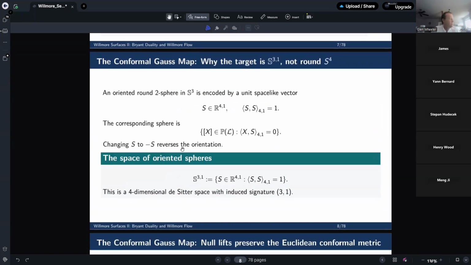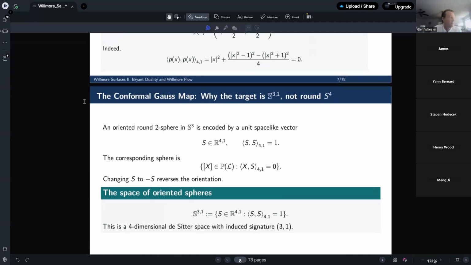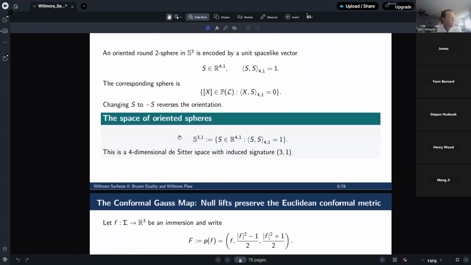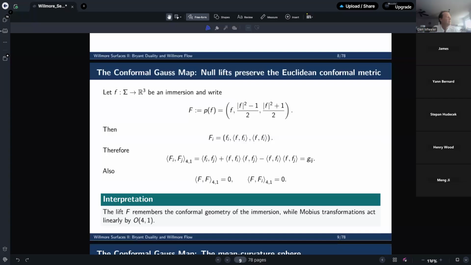Okay, so we can skip this slide. I have a lot of slides in here that I wrote either for my own benefit when I'm learning, or if you want to review these later. This one is just about why the right target is the Lorentzian space and not an S4, but I'll skip it.